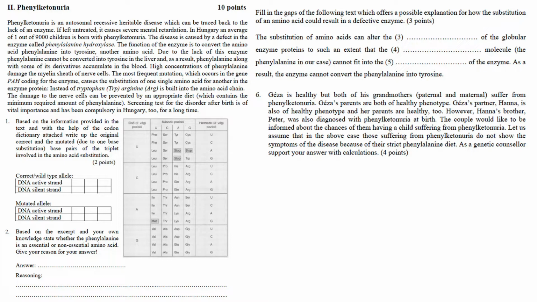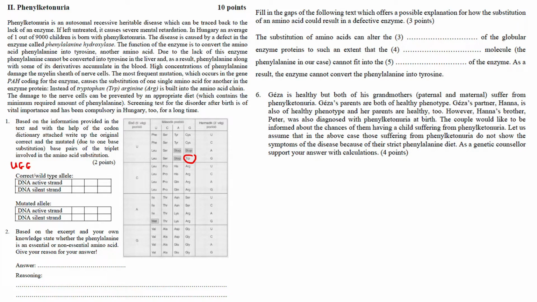Based on the information provided in the text and with the help of the Codon dictionary attached, write up the original correct and the mutated, due to one base substitution, base pairs of the triplet involved in the amino acid substitution. So let's look at this Codon dictionary that will help us to figure out the mRNA codons. So what kind of nitrogenous bases will build up tryptophan?